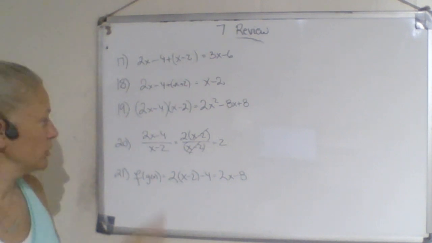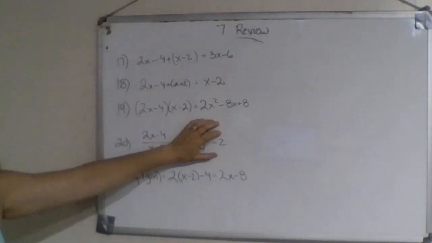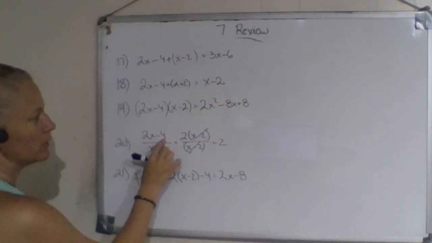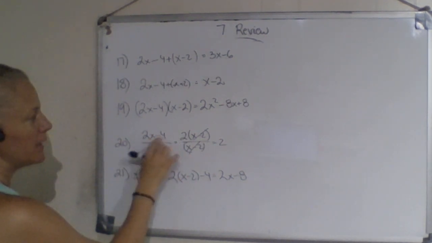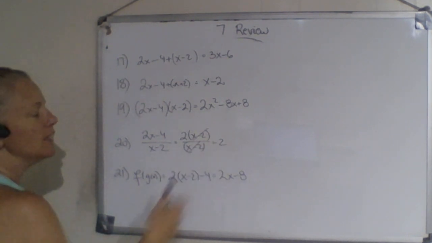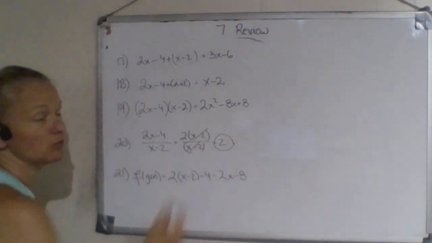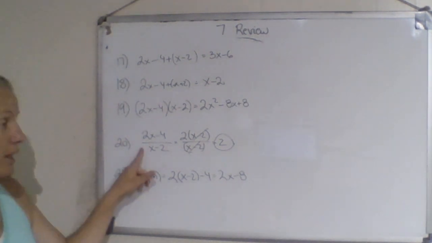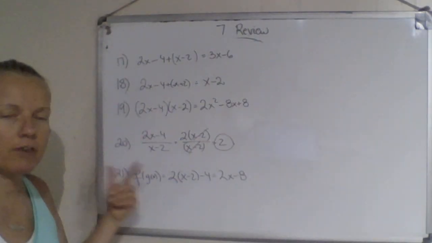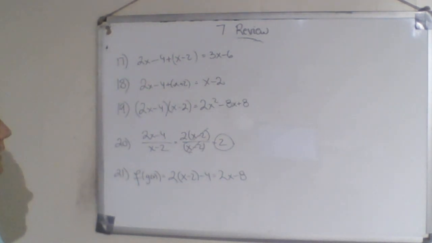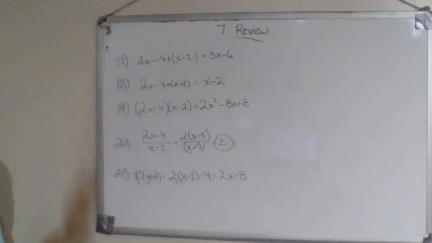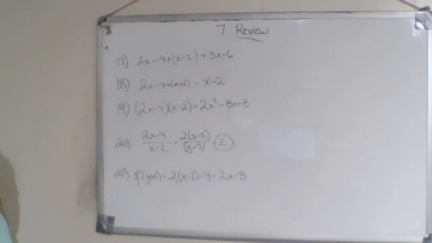20 was tricky. If you just stop right there, you kind of missed the point, because if you look on the top, you can factor a 2 out. I pull a 2 out, I'm left with x minus 2, which reduces with the 2x minus 2's. And really, my final answer is just a 2. So don't stop there. You're going to lose points on your test. You always have to make sure that you cannot factor anything else out. 21, f of g of x becomes 2x minus 8. And I kind of had them worked out on the board for you to look at.